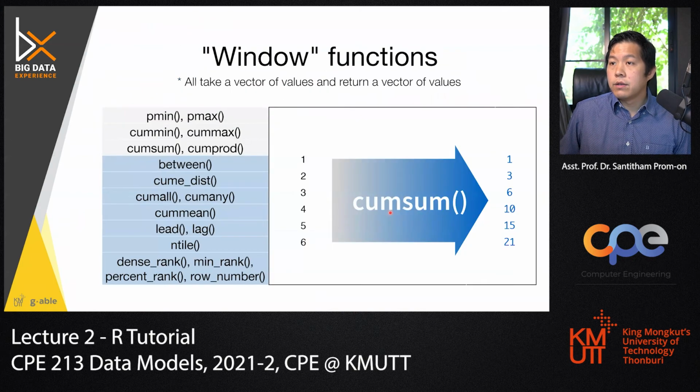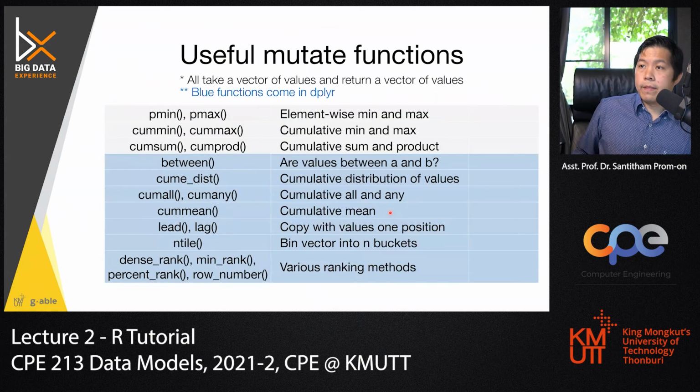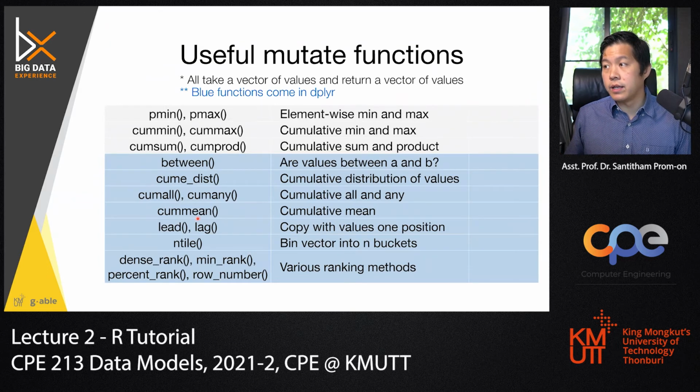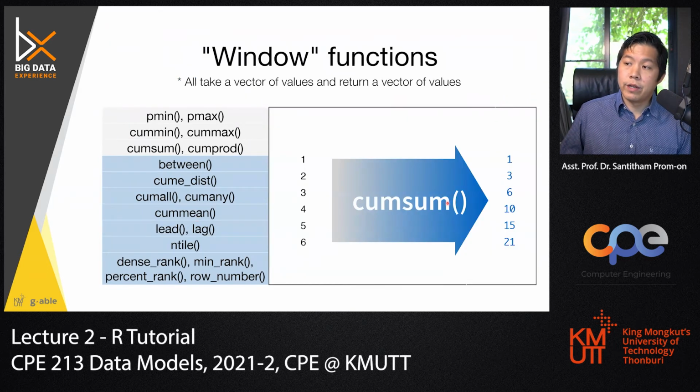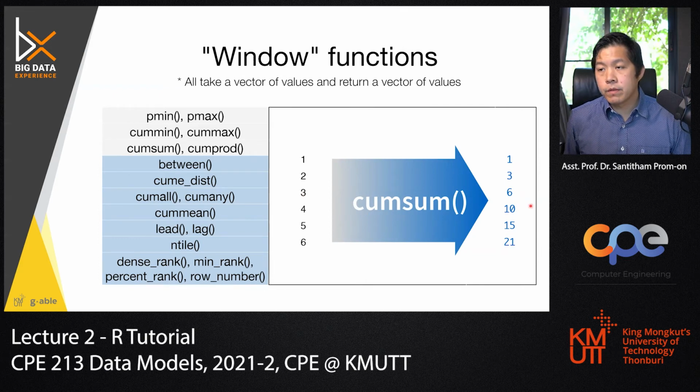Now, these are the mutate functions that are available. You can use them to do percentile, cumulative mean, and others. Like if you use cumulative sum, then it will calculate the cumulative sum starting from 1, 2, 3, 4, 5, 6, and then you have the cumulative sum. 1 plus 2 equals 3, 3 plus 3 equals 6, 6 plus 4 equals 10, and so on and so forth. Right.